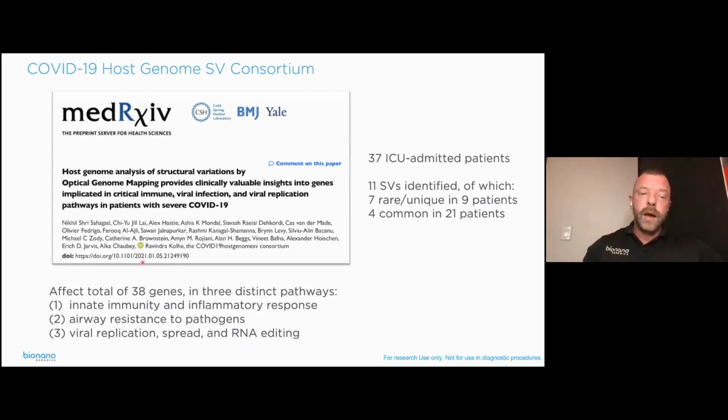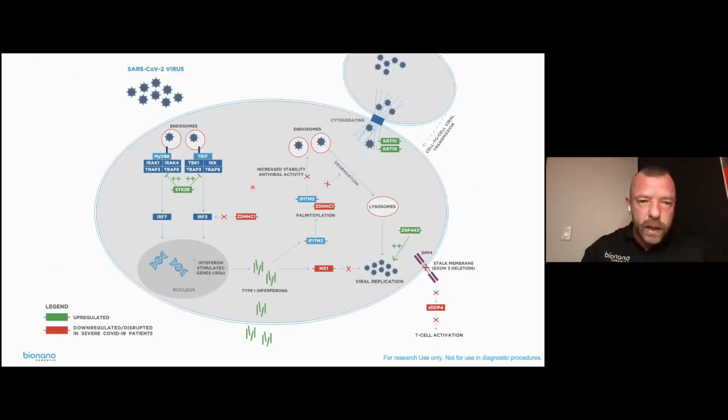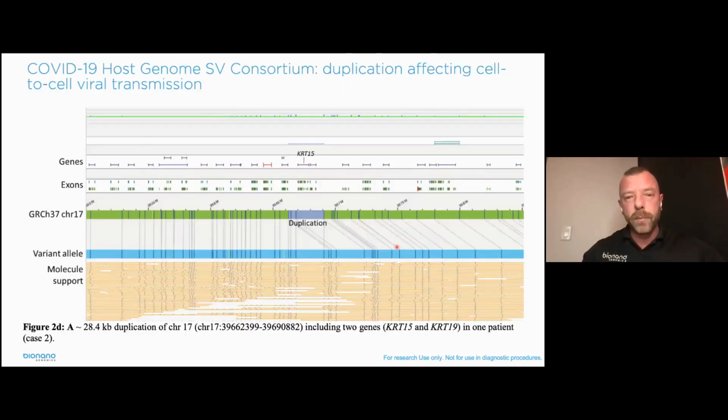And these structural variants affect genes in 3 different pathways: innate immunity and inflammatory response, airway resistance to pathogens, and then viral replication and spread. And if you look at this figure, you kind of see these different parts. The green and red boxes are genes affected by structural variants detected in this study. You see that they affect interferon production. You see that they affect cell-to-cell viral transmission, and also T-cell activation and viral replication. Let me show you a few examples.